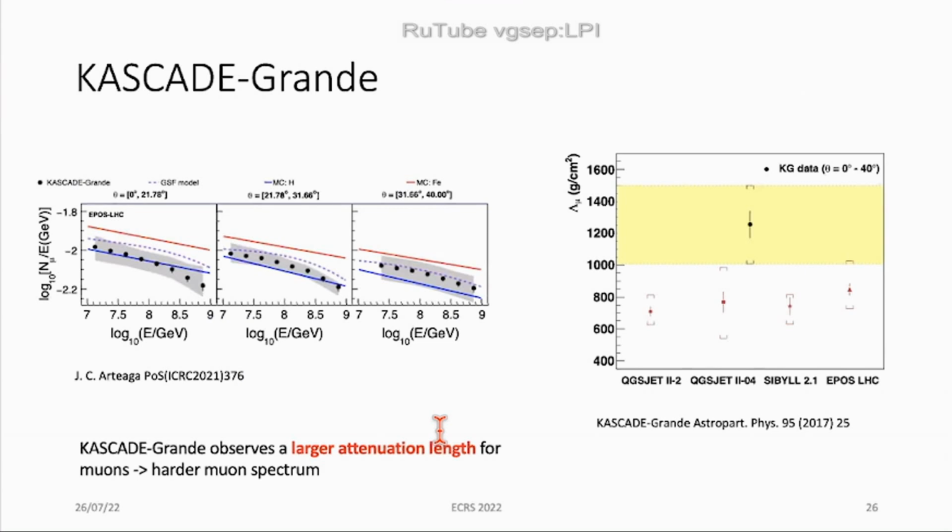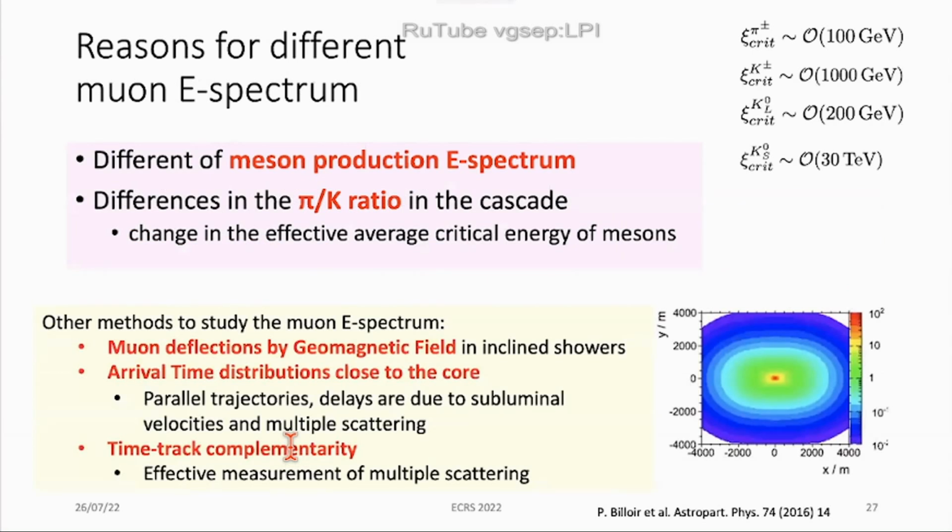But KASCADE-Grande reported that the attenuation of the number of muons as a function of the zenith angle was different from expectations. So muons probably have a larger attenuation length, so a harder energy spectrum. And if you remember in one of my first slides, the energy spectrum is one of the basic production distributions which has more uncertainties in the prediction of the model. So this is something that we also have to keep an eye on, and there will be quite interesting physics in the near future.